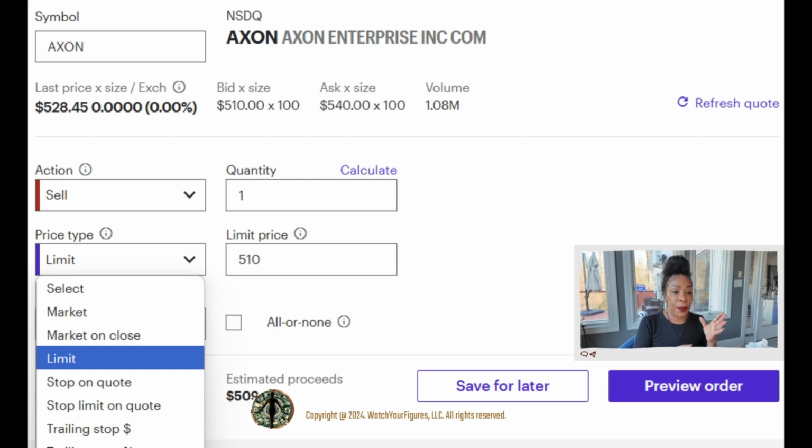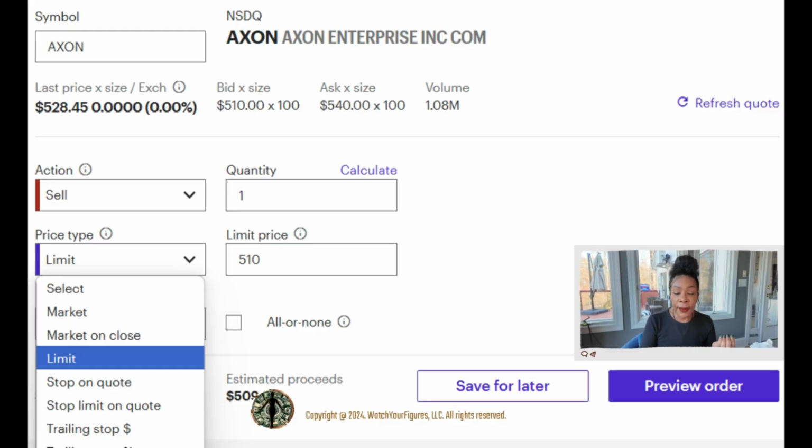So now we have Axon. We put that stock symbol in, and if we want to sell one quantity, but this time we want to do a limit. So when your drop down menu comes, you have the market and you have limit.